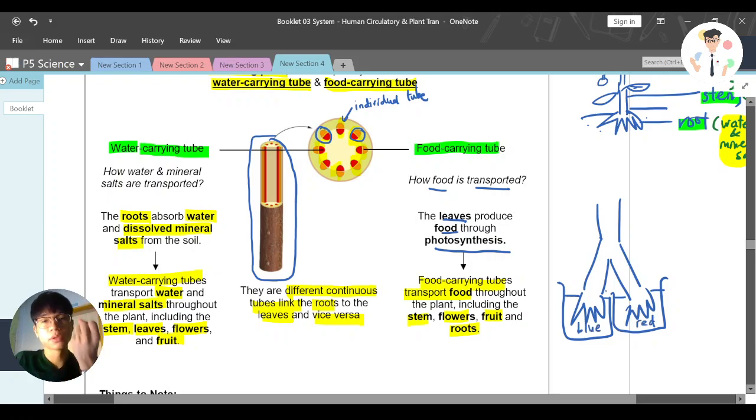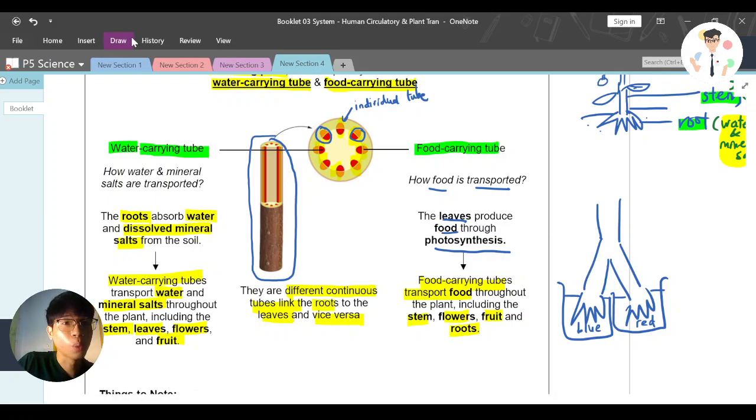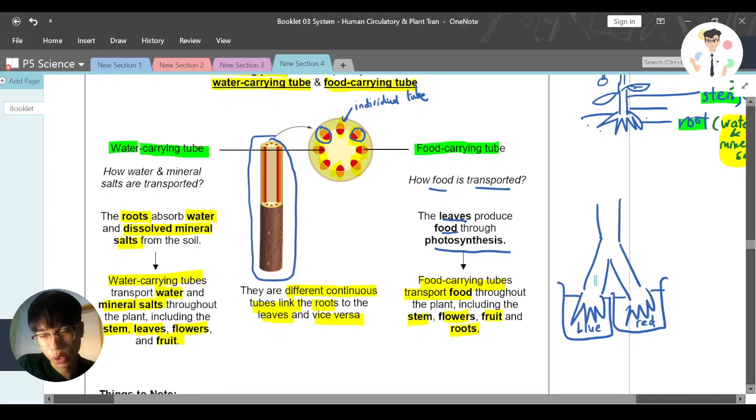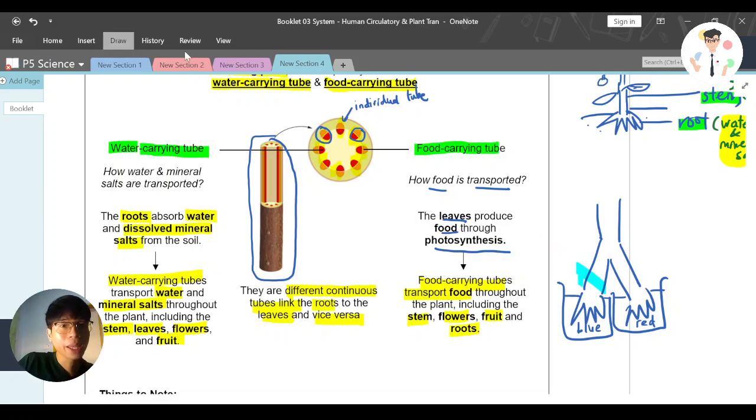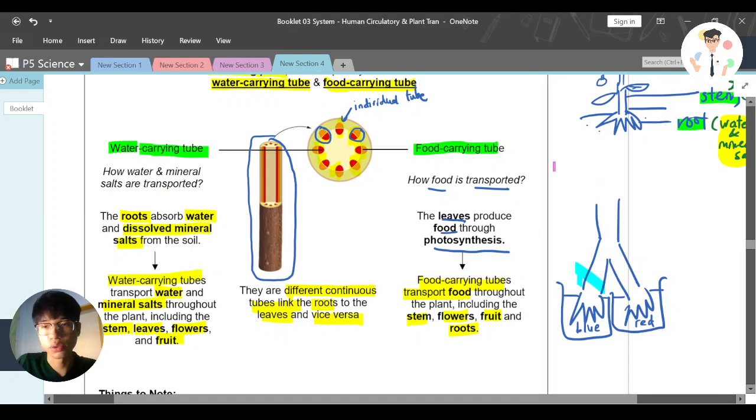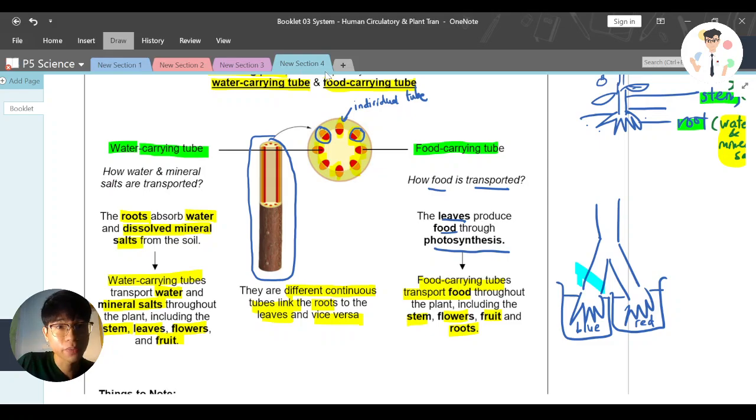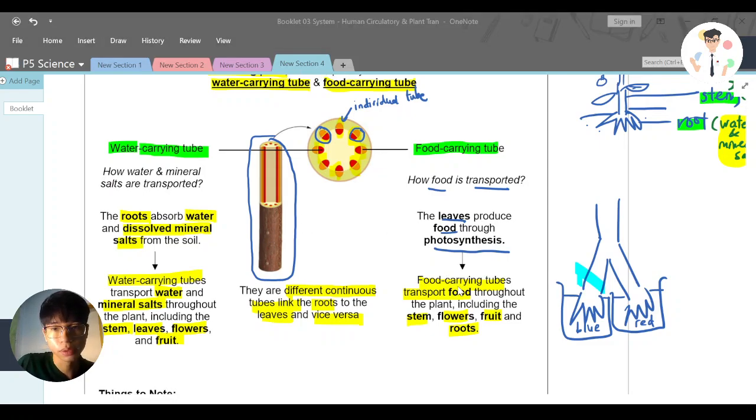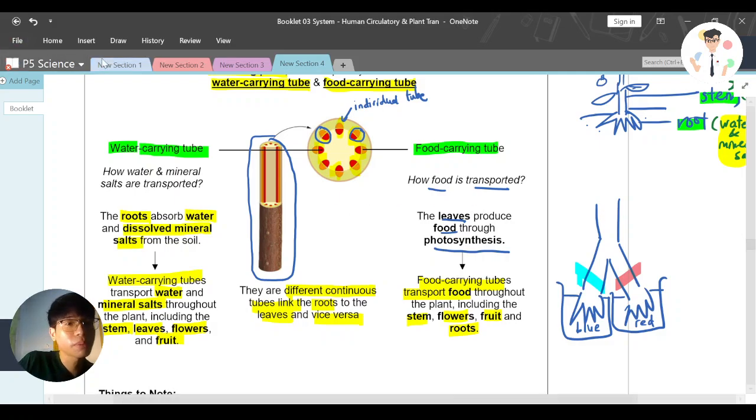So when it absorbs the water, you notice that the water carrying tube, maybe from this part, for example, if I cut it out here, I cut it out here. The water carrying tube that I cut out and I found here, you notice it's blue color. Okay, why? Because it absorbed blue color. Then when I cut it out here, you notice it's red color. You notice this red color here.